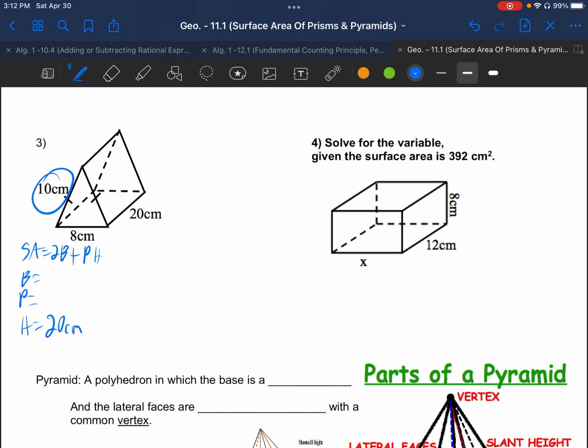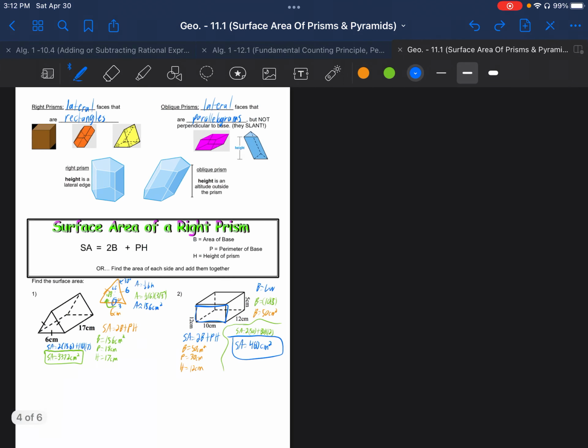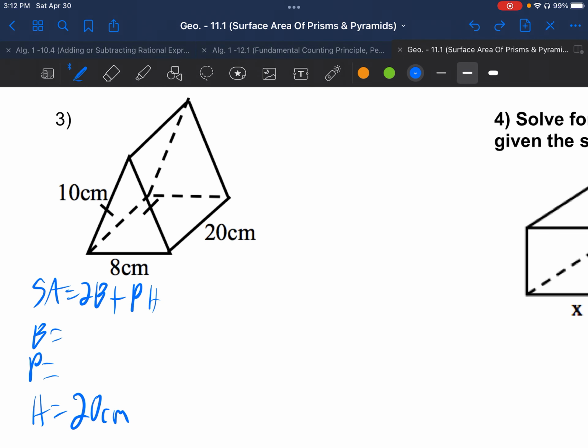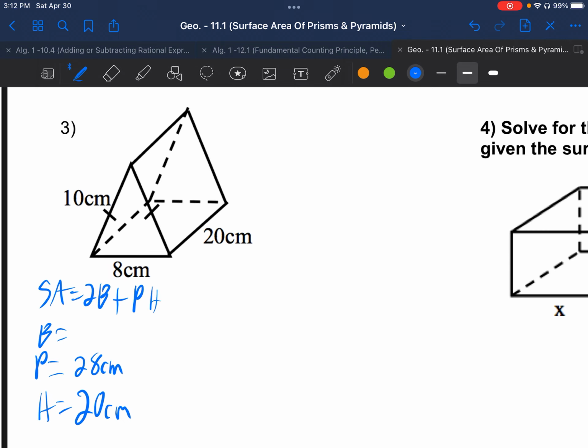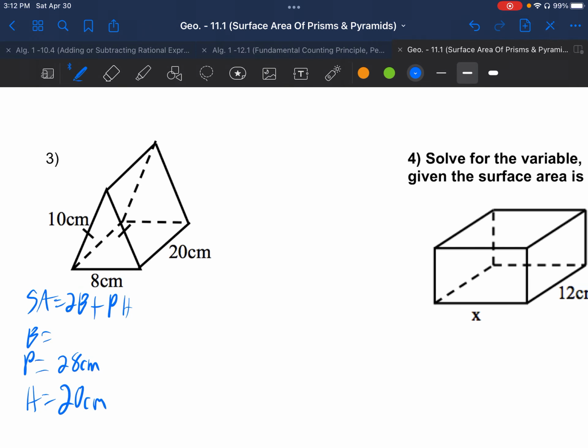The perimeter we can find. If this side's 10, it's congruent to this side, so it also has to be 10. So for perimeter of the base, 10, whoa, I'm not sure what happened there, my iPad glitched. We take 10 plus 10 plus 8. So we get the perimeter of the base to be 28 centimeters. So now we have to find the height of the triangle in order to find the area of that base. Because remember, area of a triangle is 1/2 base times height.